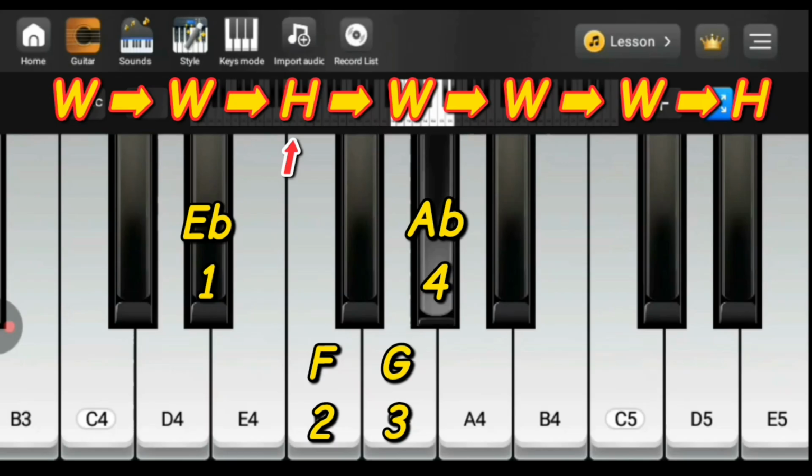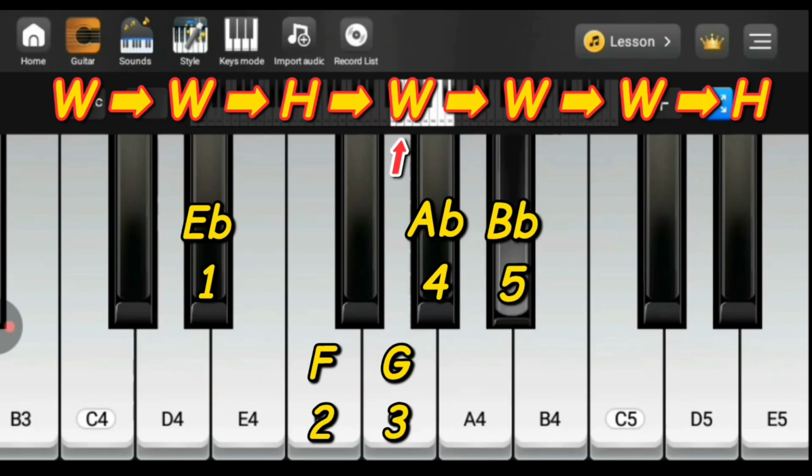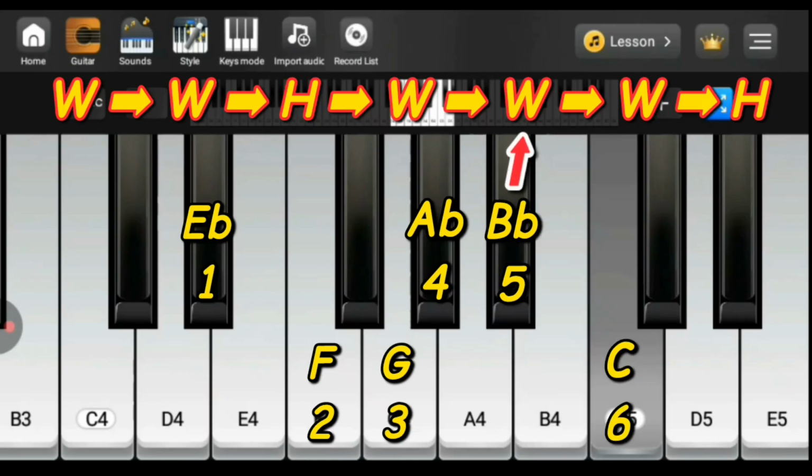So from here, the formula now says we move a whole step to the next, meaning we are skipping one note. So we skip this one and we come to this one. This is our fifth note. From here, the formula says we move a whole step again. So we're skipping one note. We skip this one and we come here. This is our sixth note in the scale.